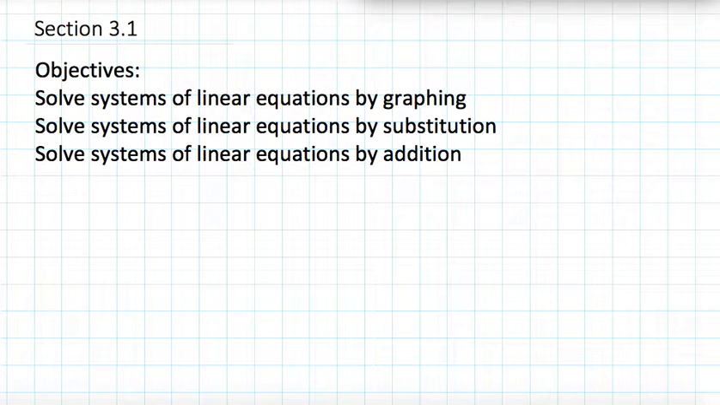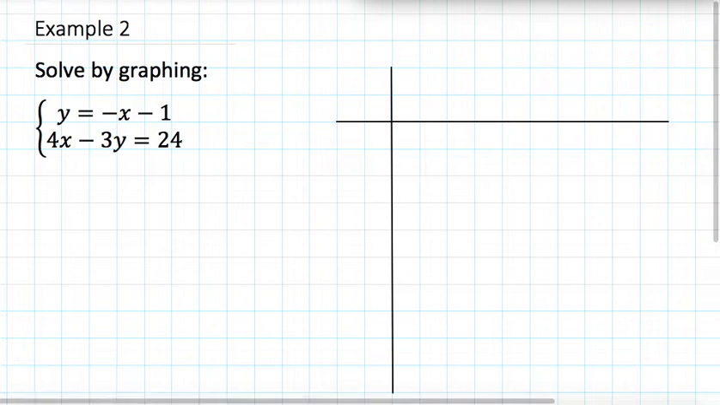This video is for section 3.1. Chapter 3 is all about solving systems of linear equations, and in this section we're going to look at three different methods for solving systems of linear equations: graphing, substitution, and addition. We're going to start with graphing and look at example 2 in the textbook.